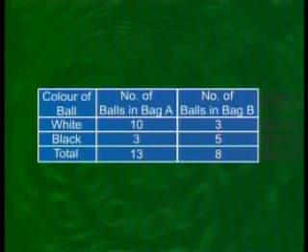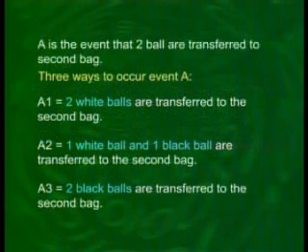In order to answer this question, let us first consider the situation that we have in the beginning of the experiment. In the beginning of the experiment, we have 10 white and 3 black balls in the first bag and 3 white and 5 black balls in the second bag. Now, let A represent the event that 2 balls are drawn from the first bag and transferred to the second bag. Then, A can occur in the following 3 mutually exclusive ways.